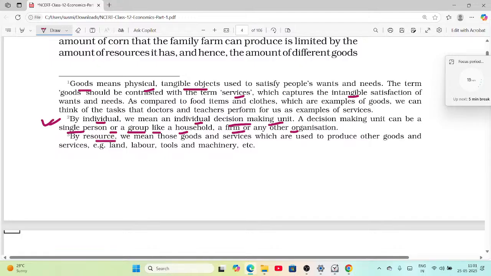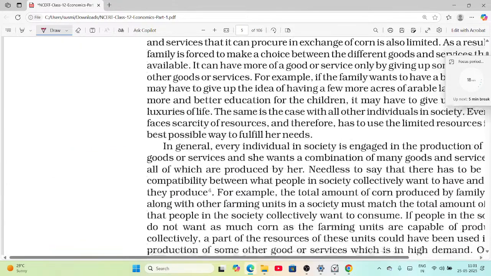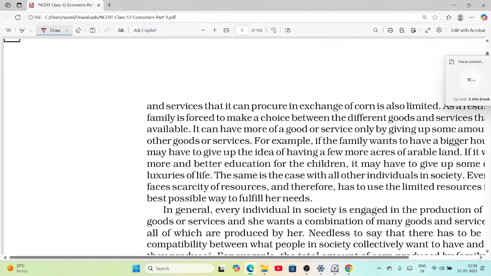By resource, we mean those goods and services used to produce other goods and services. Example: land, labor, tools, and machinery, etc.